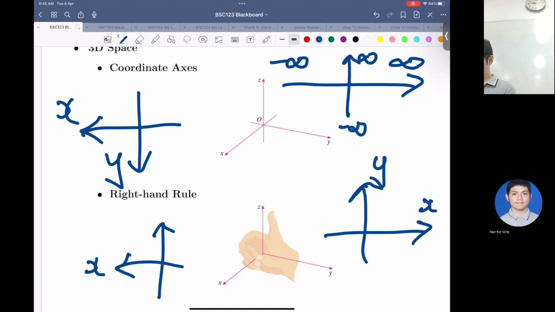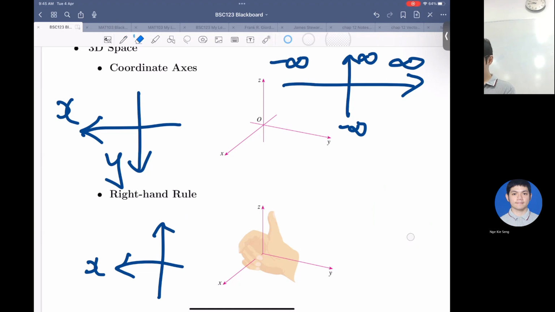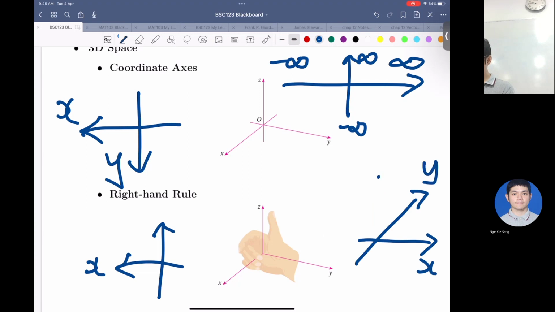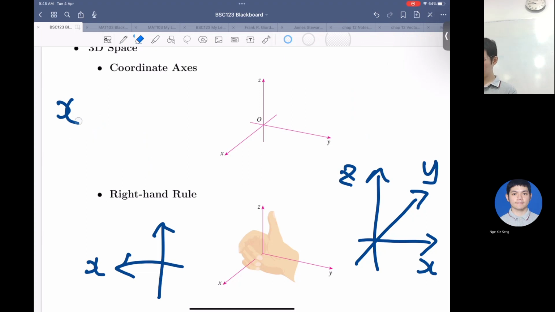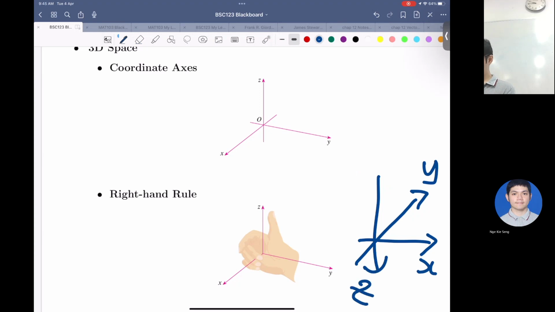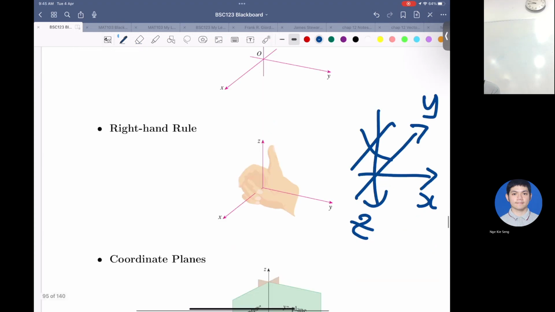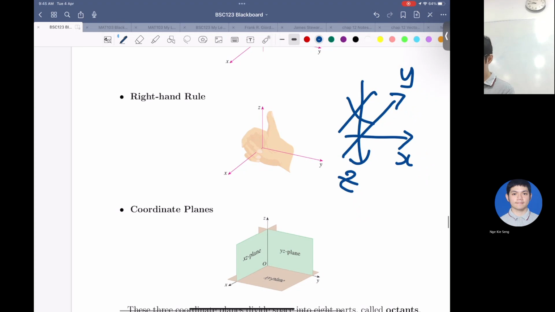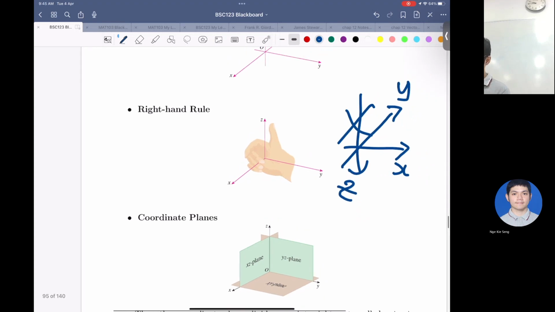Okay, this is just some convention here. X, Y, then Z will be coming out. This is convention, so please don't draw something like this. Next, these are the coordinate planes.